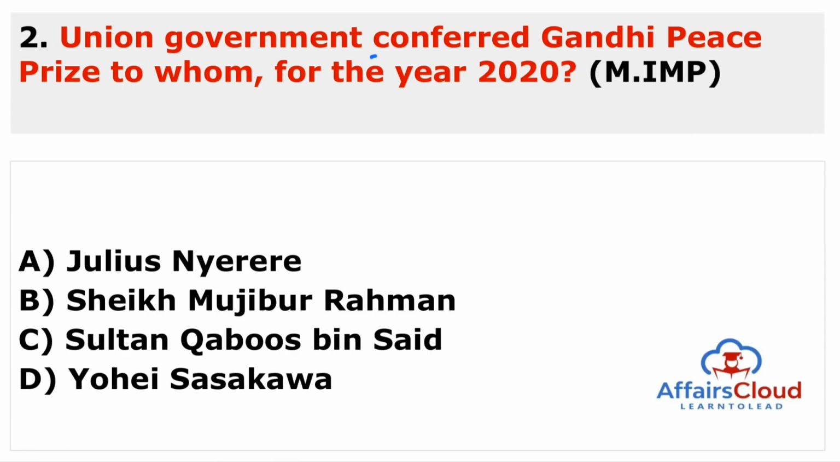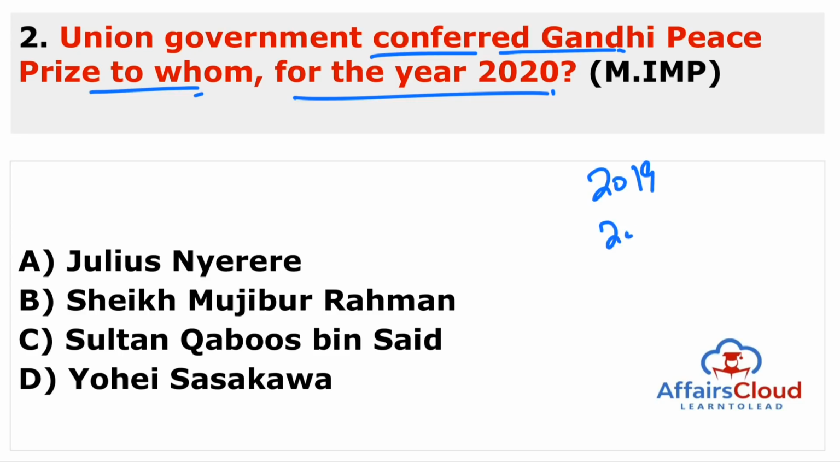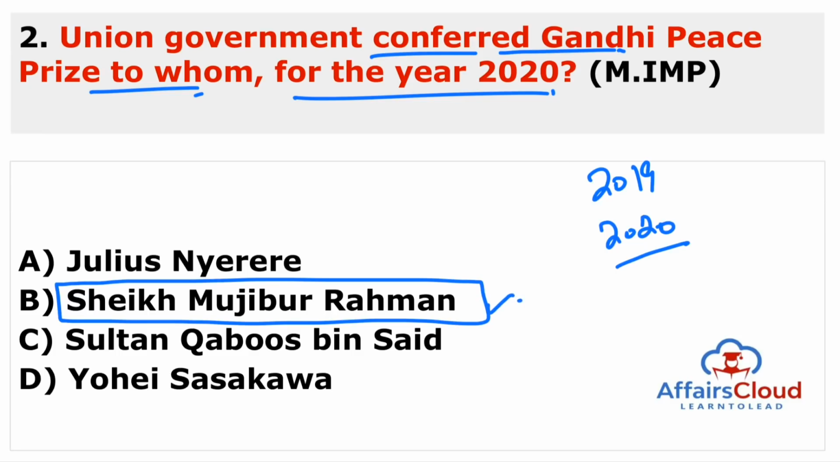The next question is: the Union government conferred the Gandhi Peace Prize to whom for the year 2020? Because in 2020 this event was cancelled, this year the Gandhi Peace Prize was given for 2019 as well as for 2020. The 2020 award was given to Sheikh Mujibur Rahman. So remember, Sheikh Mujibur Rahman won the Gandhi Peace Prize of 2020, and for 2019 it was won by the late Sultan of Oman, Sultan Qaboos bin Said Al Said.